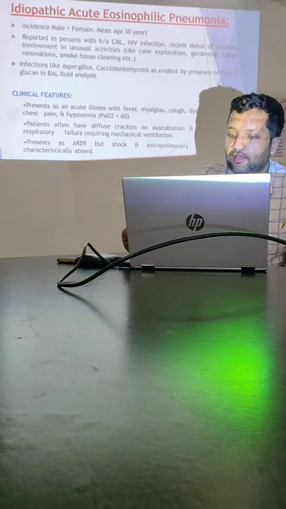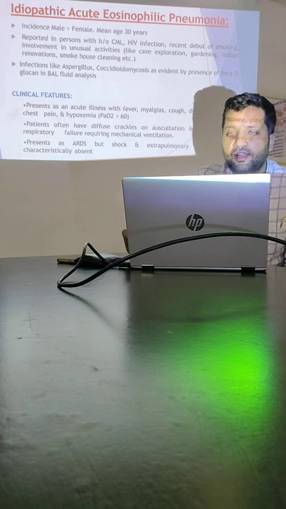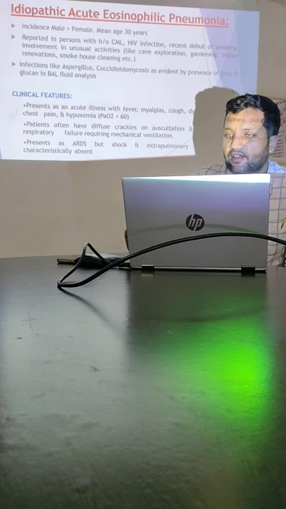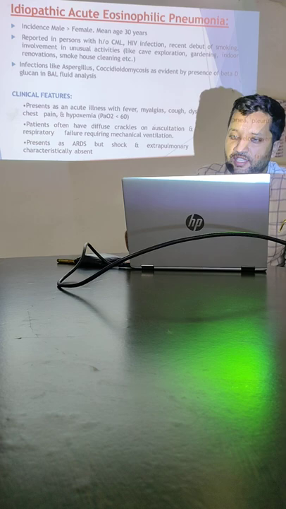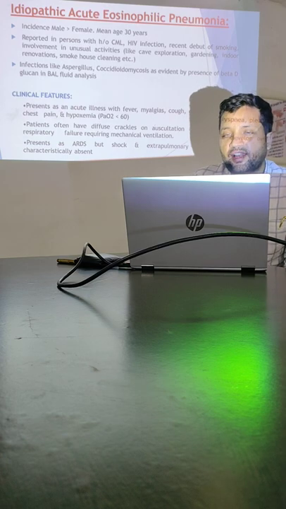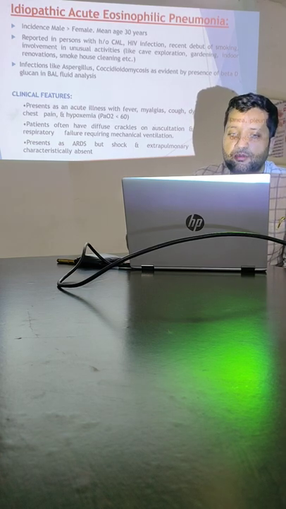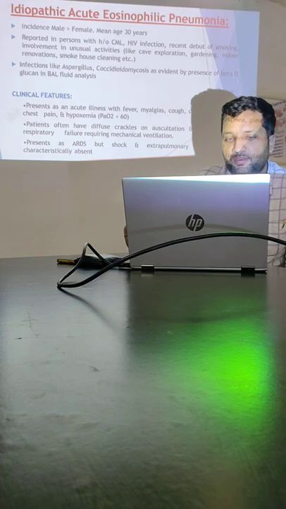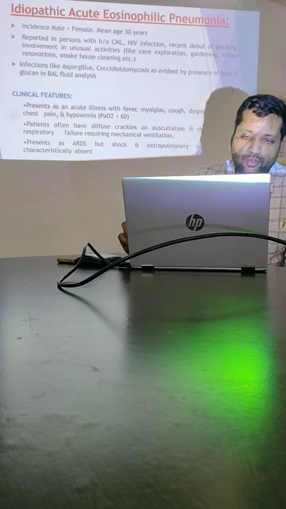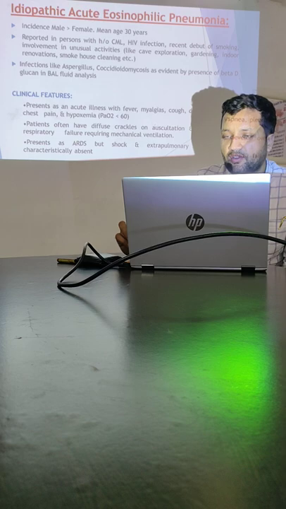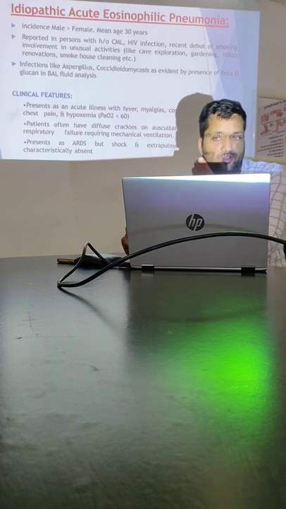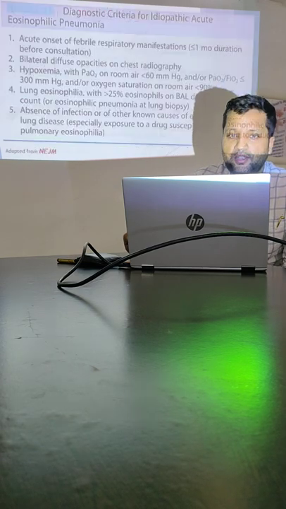Idiopathic acute eosinophilic pneumonia. Incidence is more common in men than women. Mean age is 30 years. It is reported in persons with a history of CML, HIV infection, recent onset of smoking, or involvement in unusual activities like cave exploration, gardening, indoor renovation, or smokehouse work. Infections like Aspergillus and coccidioidomycosis are evident by the presence of recurrent mucus plugs. Clinical features present as an acute illness with fever, myalgia, cough, dyspnea, pleuritic chest pain, and hypoxemia with PO2 less than 60 mmHg. Patients often have diffuse crackles on auscultation and develop respiratory failure requiring mechanical ventilation. It presents like ARDS, but shock and extrapulmonary organ failure are characteristically absent.